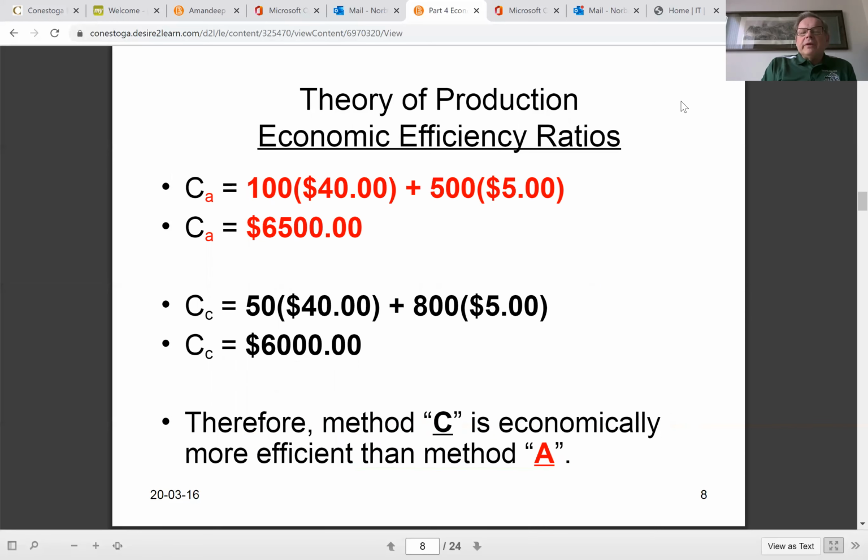So method A comes in at 100 units of capital times $40 plus 500 units of labor times $5. Total cost comes in at $6,500. Method C, 50 units of capital times the $40 plus 800 units of labor times the $5 comes in at a total cost of $6,000. Therefore, method C is economically more efficient than method A. It comes in at the lowest cost. Please note, economically efficient means that it comes in at the lowest cost.